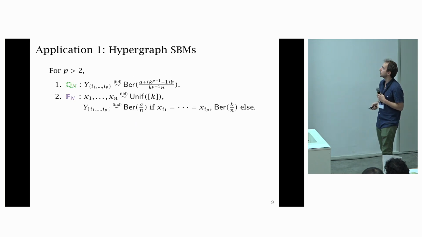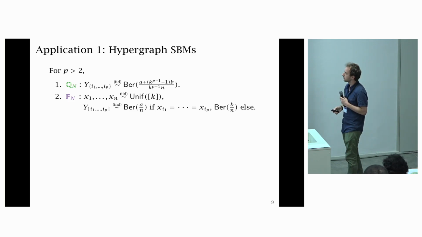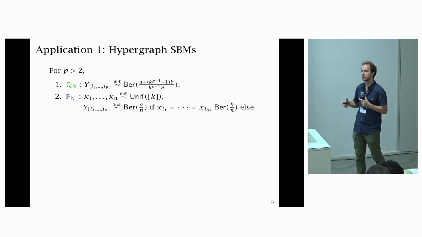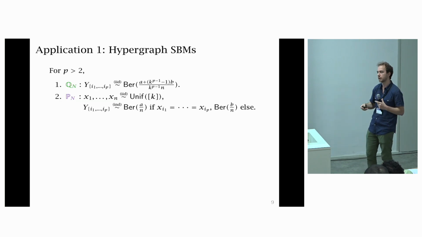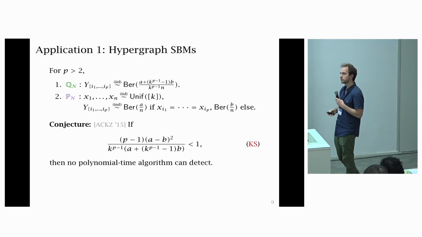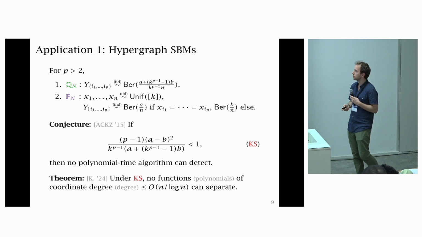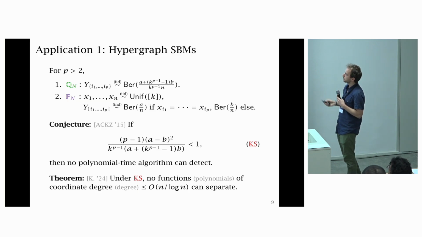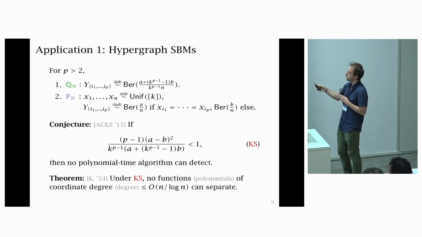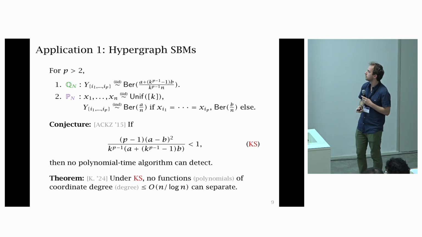So let me just quickly mention two applications. First of all, you can set up a sort of hypergraph version of exactly the same model that I mentioned before, where now groups of P nodes interact. They each have a label, and if they're all in the same community, then they interact one way, and if not, then in another way. There's a corresponding conjecture from the physics literature about exactly the same kind of Kesten-Stigum threshold below which it's conjectured that no polynomial time algorithm can detect. Using this type of criterion, with very straightforward calculations, we can show that no low coordinate degree functions, which, because this is a Boolean problem, are the same as low degree polynomials, can separate these two distributions.